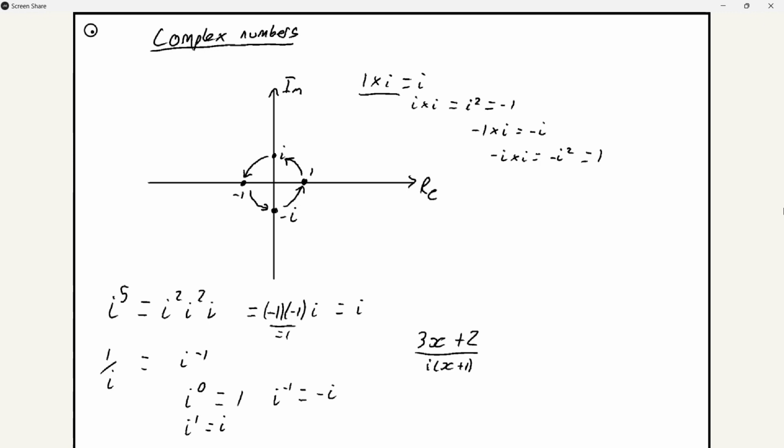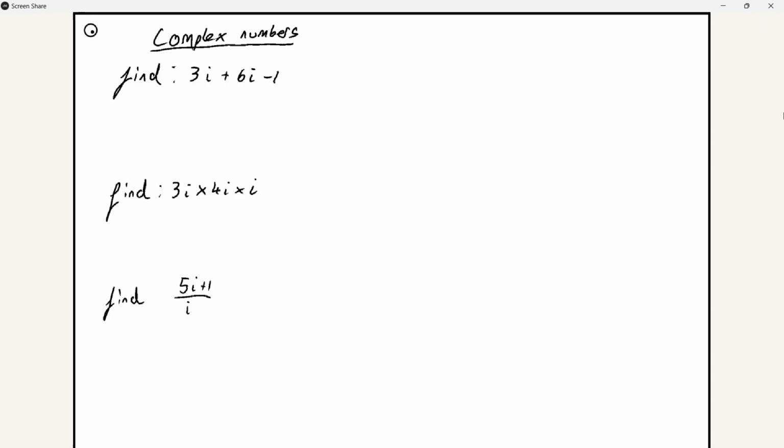Usually you want to rationalize this if it's a whole complex number on the bottom, but if it's just i on the bottom, you can just bring it to the top by changing to minus i. So here we have 3 examples. We have 1 using i pluses and minuses, 1 multiplication and 1 division.